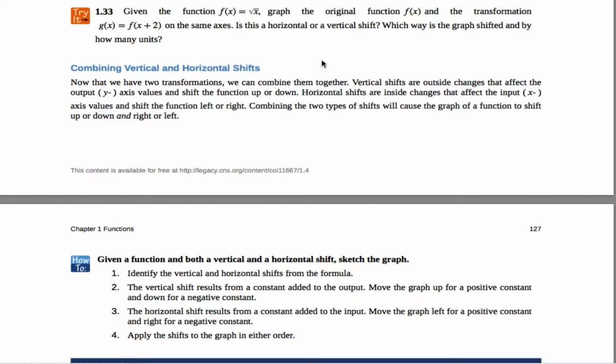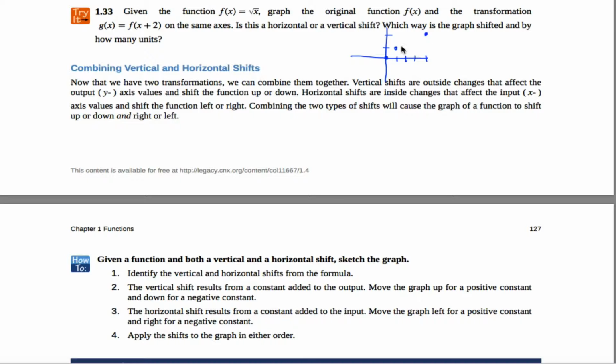1.33 from Precalculus OpenStax. We're saying, given the function f of x equals the square root of x, which is one of your toolkit functions from section 1.1, graph that, and then also graph f of x plus 2. So all right, let's start by assuming that you have your toolkit functions' graphs memorized. The graph of the square root of x looks something like this.